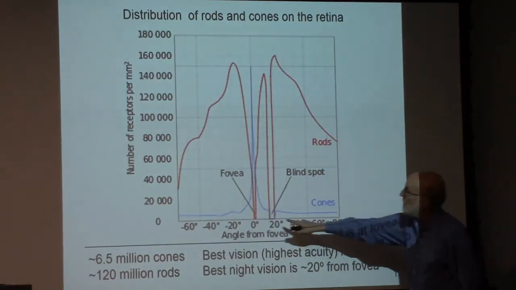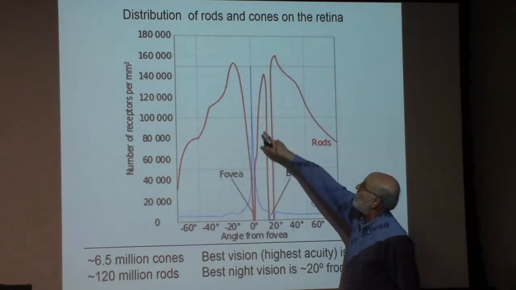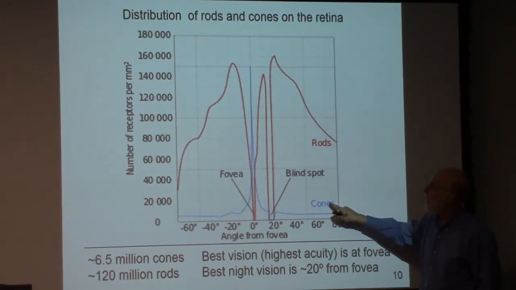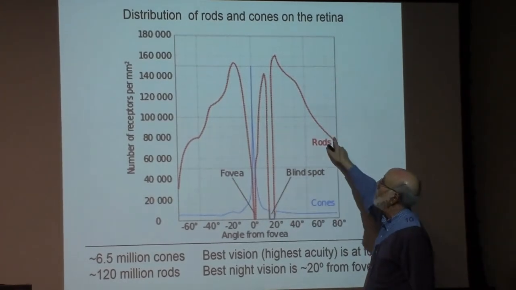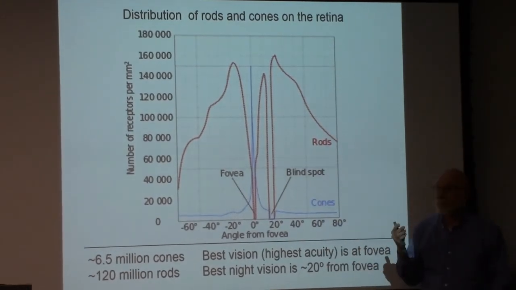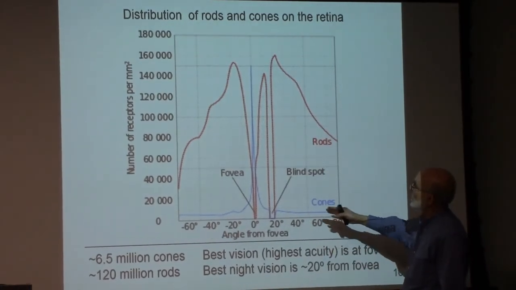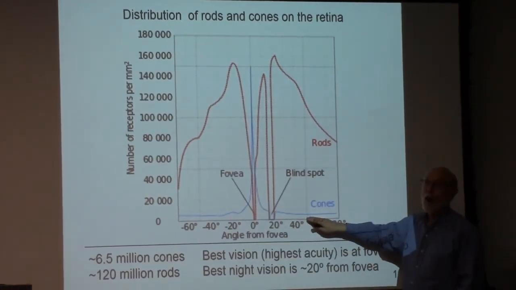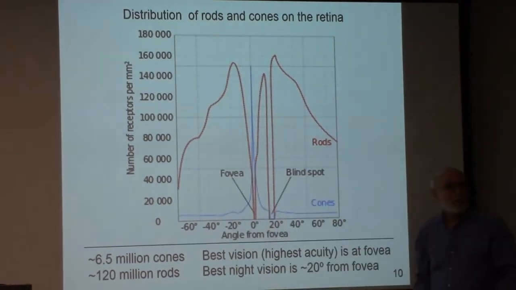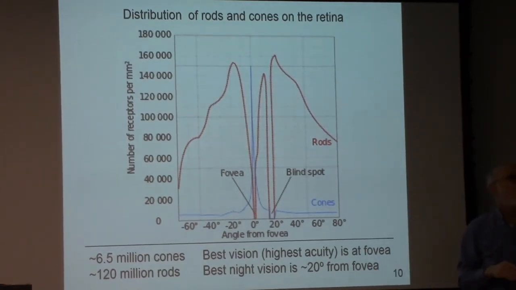At the fovea, let's not worry about the angle, but at the fovea, we have the highest concentration, the blue line, of cones, and a relatively low concentration of rods, because our goal there is acuity and color. As we go away from the fovea, the number of cones goes down, and the number of rods goes up. So we have more rods in our peripheral vision and more cones in our foveal vision.